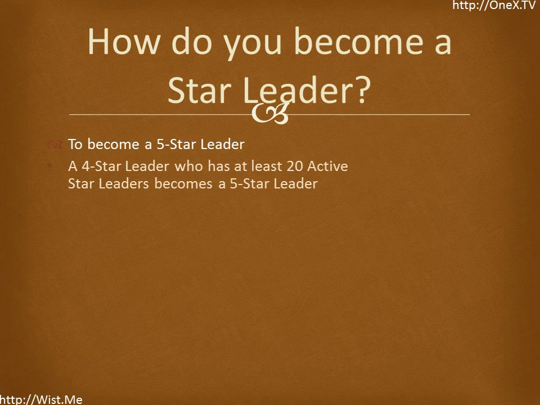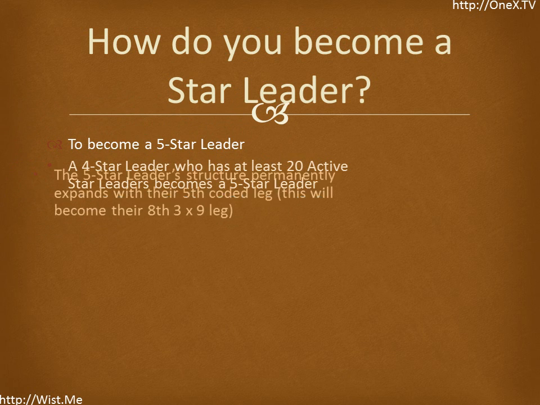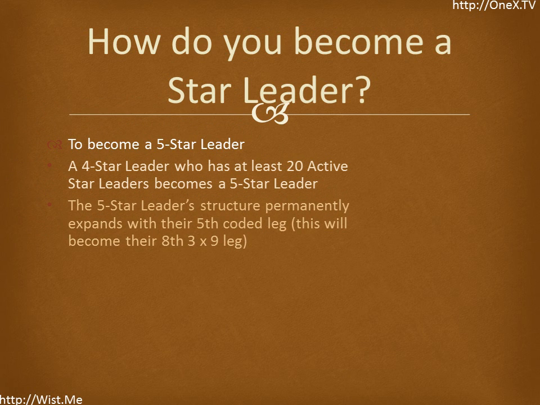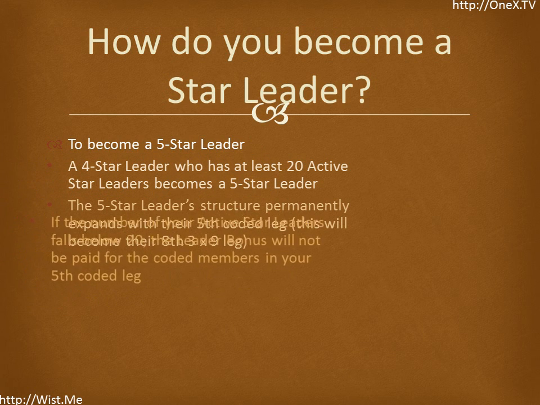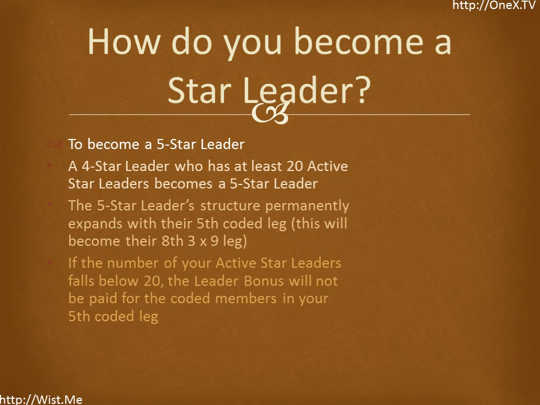When you become a 4-star, your structure will permanently expand with another coded leg, your 4th coded leg. So now you have 7. You started with 3, you get 4, now you have 7 3x9 legs. And again, you will receive bonuses and commissions from all these 7 legs.